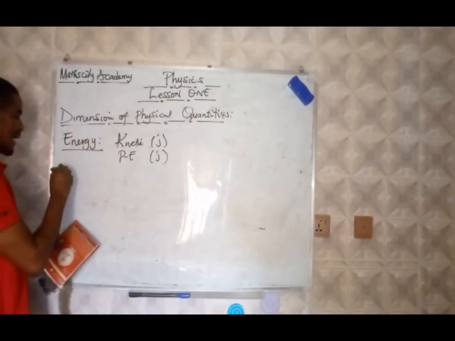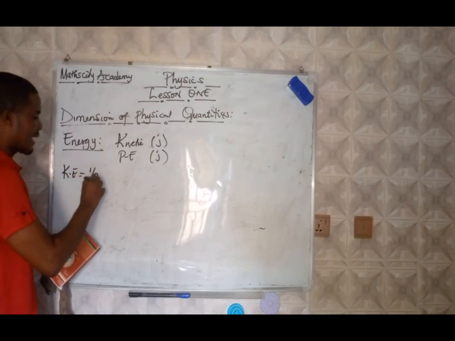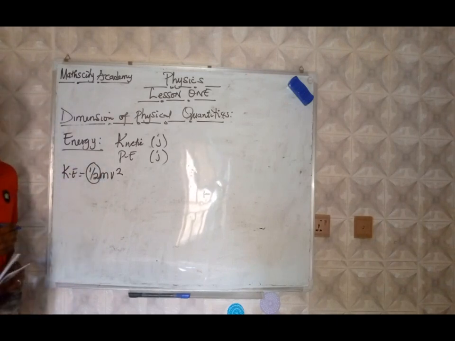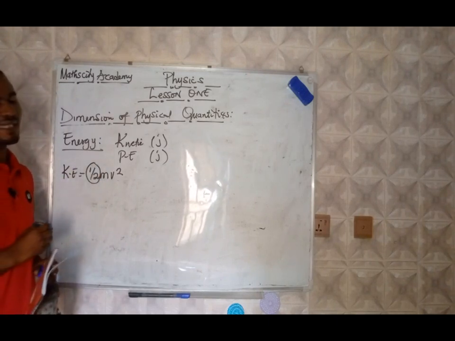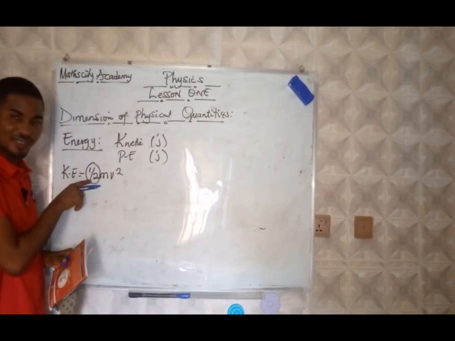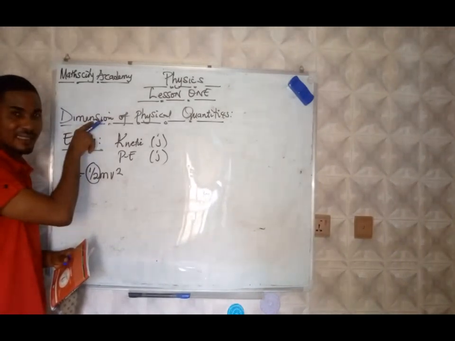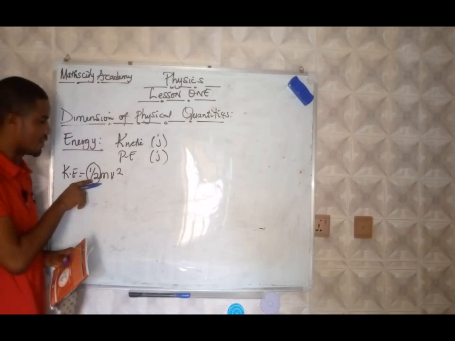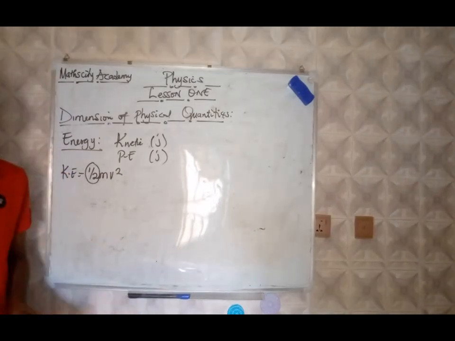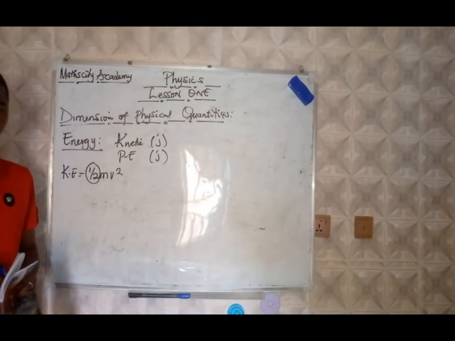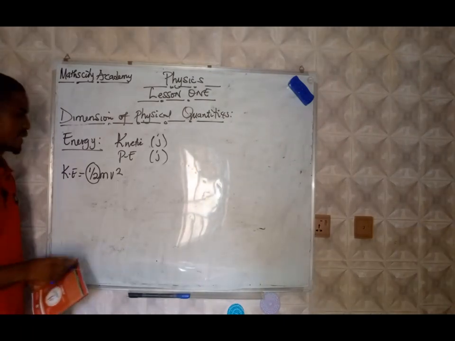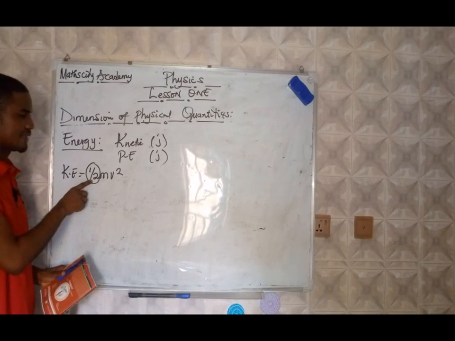Now let's say something. Kinetic energy is given as half mv squared. There's something I want to say about this half. One of the limitations of dimensional analysis is that it cannot be used to find the expression for a constant. I repeat, dimensional analysis cannot be used to find the expression for a constant. What do we mean by constant? Numbers: 5, 10, 15, 100, 1 million. All these quantities are constants. We cannot use dimensional analysis to find an expression for them. So this half has no expression in dimensional analysis.